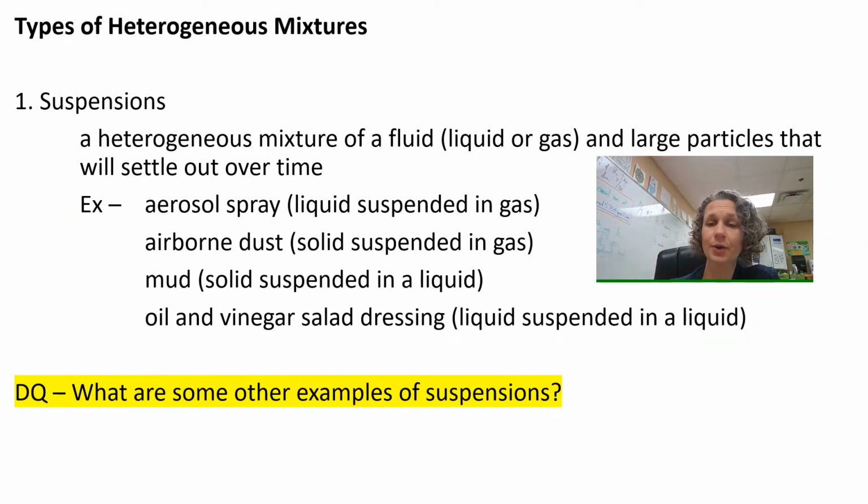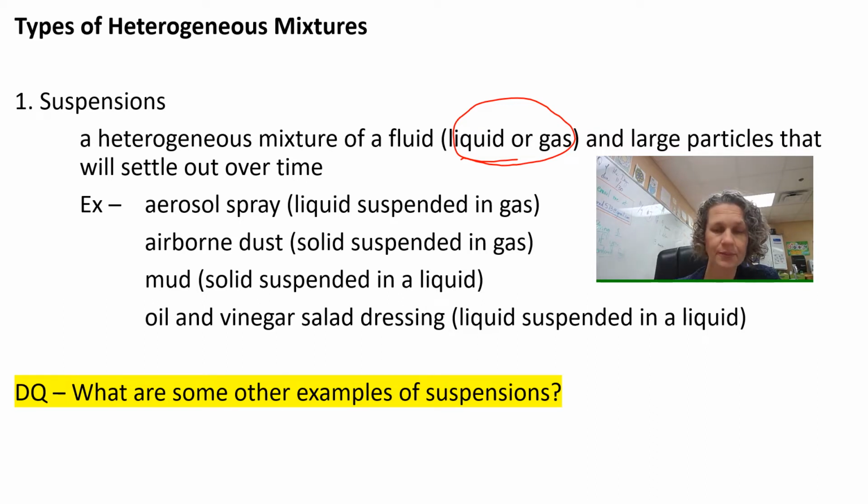Okay, so now a little bit more on heterogeneous stuff. There are a couple of different types to talk about, and the first one are suspensions. This is a heterogeneous mixture of a fluid. And remember, a fluid can be a liquid or a gas. We typically tend to think of it as just a liquid, but it can be a gas also. And there are large particles that will settle out over time. And so I've got some examples there.